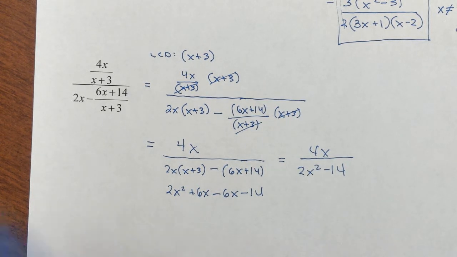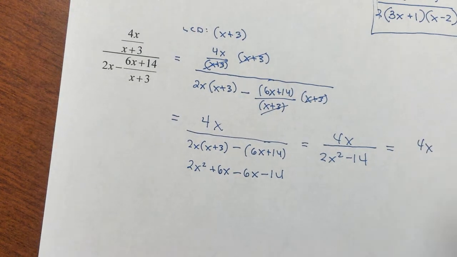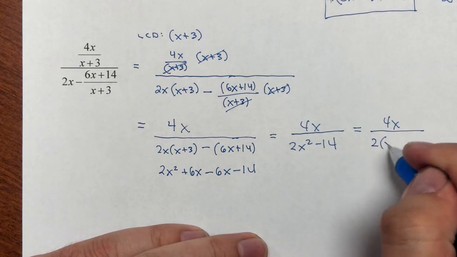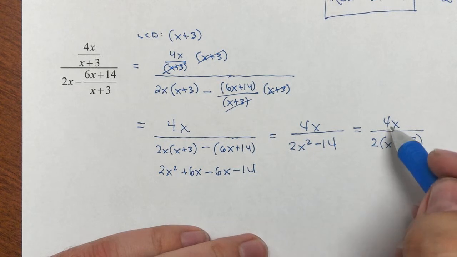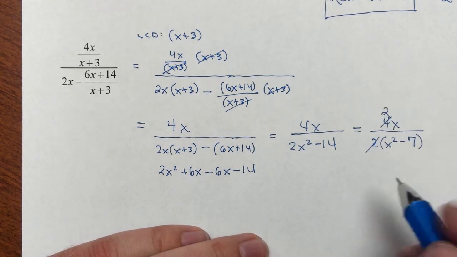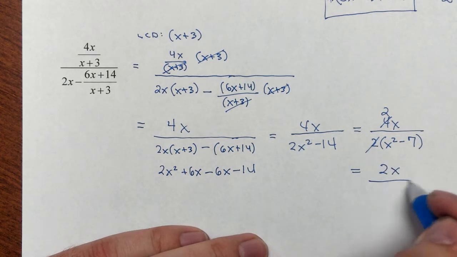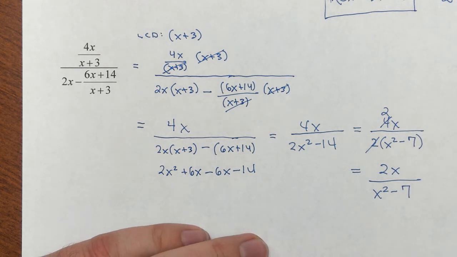So what I have to do is factorize. I have 4x over 2 times x squared minus 7. And then what can I do? I can divide out the 4 and the 2, left with the 2 up in the numerator over x squared minus 7. That cannot be simplified any further.